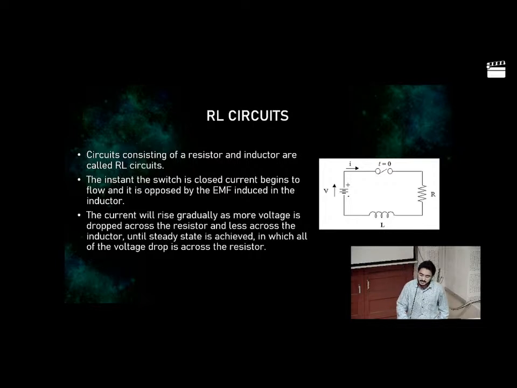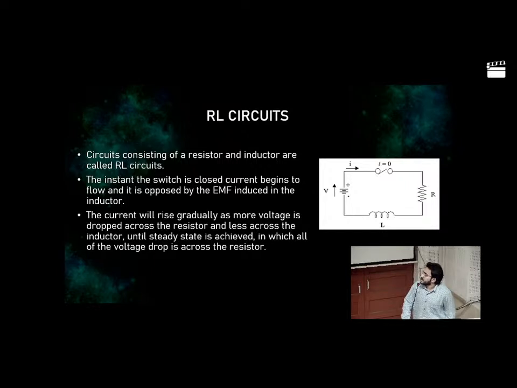So RL circuits are those which consist of resistance and inductors in series. What is an inductor? An inductor is basically just a coil, which has some value of inductance and is wound upon itself. The instant the switch is closed, the current begins to flow and is opposed by the EMF induced in the inductor as per Lenz's law.